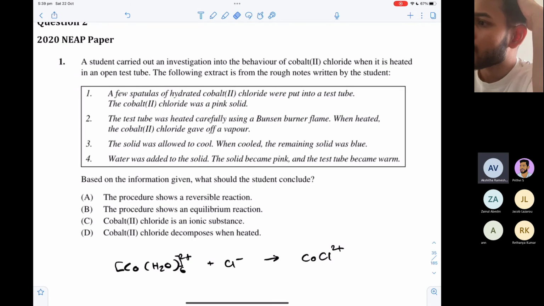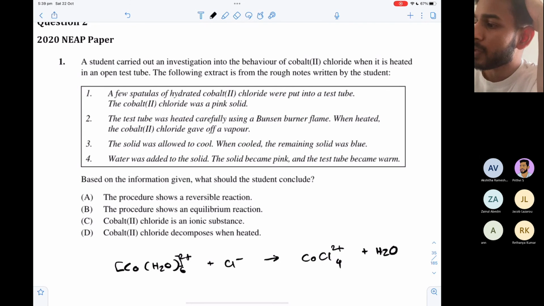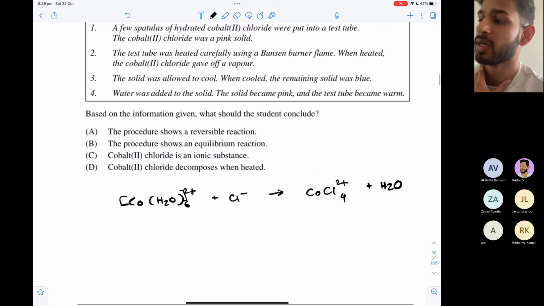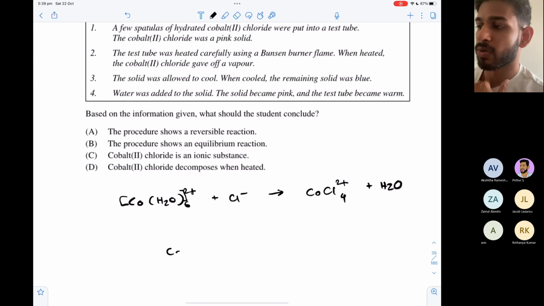There was water on the right-hand side. See, you don't need to know how to write this reaction word for word. In fact, all I would like you to write is probably cobalt plus chloride gives you cobalt chloride. Something along those lines, right?